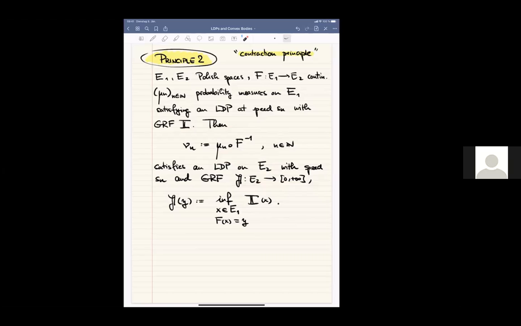It's J of y equal to the infimum over all x in E1 such that f maps x onto y, of I of x. So you can transform the LDP from one space to the other via a continuous mapping. This is known as the contraction principle.